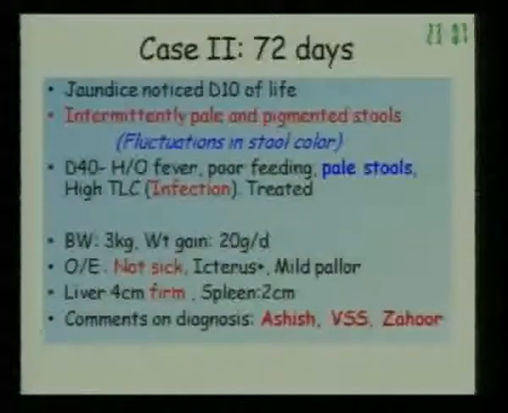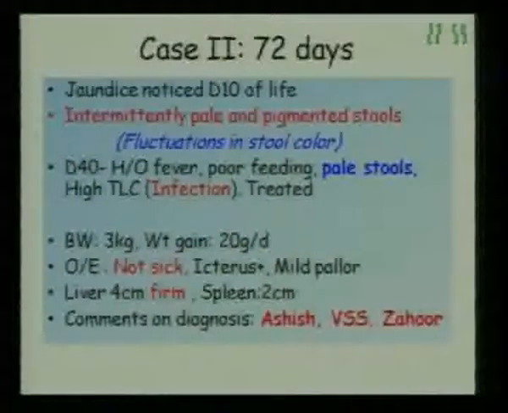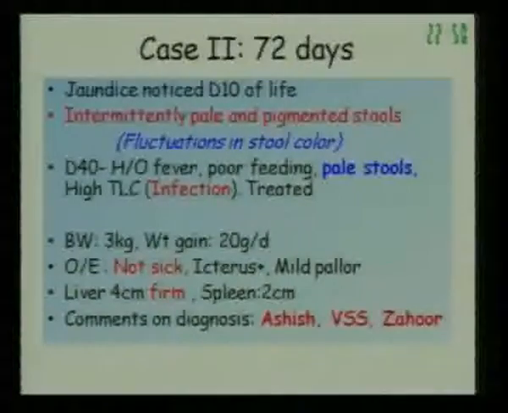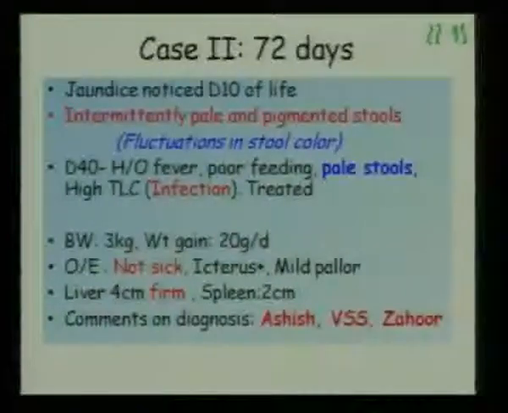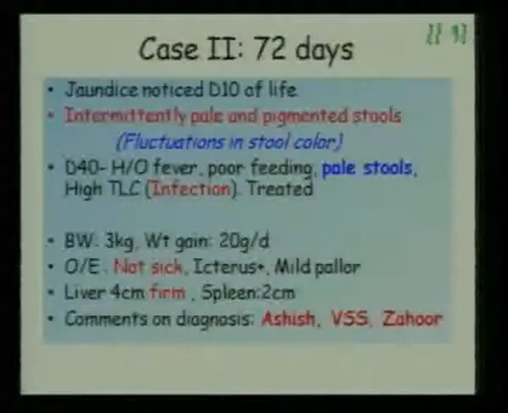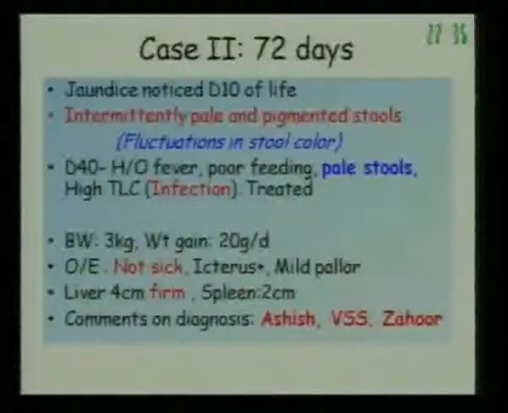Right, okay. We go to case 2. So this was a case of biliary atresia that was operated. This is a 72 days old child, jaundice noticed on day 10 of life, intermittent pale and pigmented stools. Here you see fluctuations in stool color, overfeeding, pale stools, thereafter high TLC, treated with antibiotics, responded. Birth weight 3 kgs, weight gain this much, not sick, icterus, mild pallor, liver 4 centimeters, spleen 2 centimeters. Now, what we have actually: fluctuations in stool color, high TLC, and a history of overfeeding.